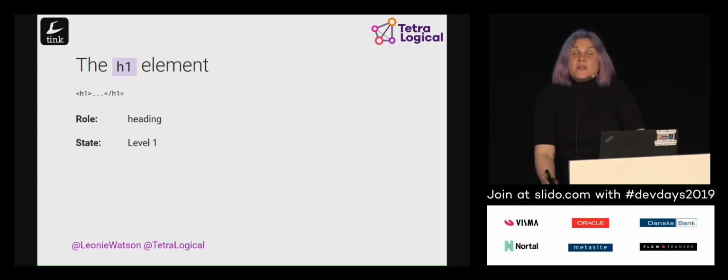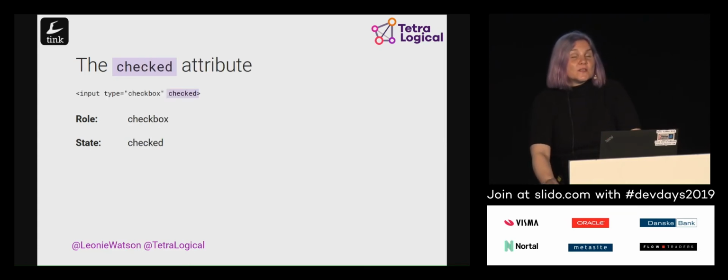It happens with headings, but here we get a secondary piece of information. Not only do we get the fact that it's got a role of heading, we also get some information about its state. In this case, that it has a level of number 1 because it's an H1 element. Heading level 1. And again, all that information just gets picked up from the browser by the screen reader and conveyed to the user. It works with form fields as well.